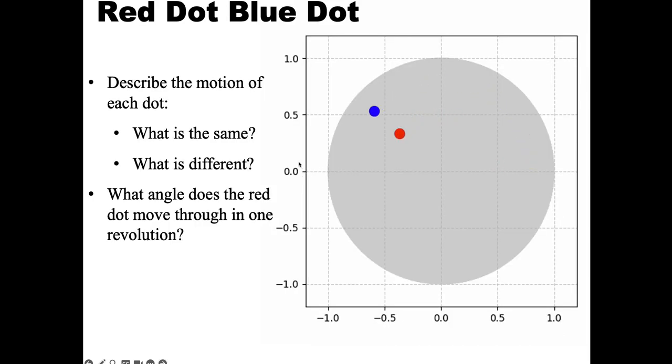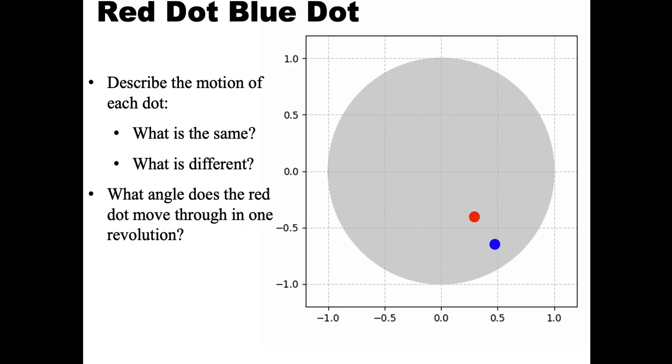Okay, so here's what I want you to think about. To begin with, we've got the red dot and the blue dot, right? They're racing around this track. And the first thing I want you to think about is, describe the motion of the dots. What's the same about the dots? What's different about the dots?